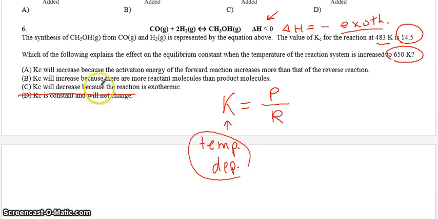Now this one says Kc will decrease because the reaction is exothermic. Let's think about this one. The reaction is exothermic, and as we're increasing the temperature, because the reaction is exothermic, we can think of heat as a product. We're increasing the temp, so we're adding heat to the system. The reaction switches to the left to remove that heat. So what it does is it decreases the amount of products and increases the amount of reactants. The reactants increase, the products decrease. The top number goes down, the bottom number goes up. So this is actually the best answer. Kc will decrease because the reaction is exothermic.